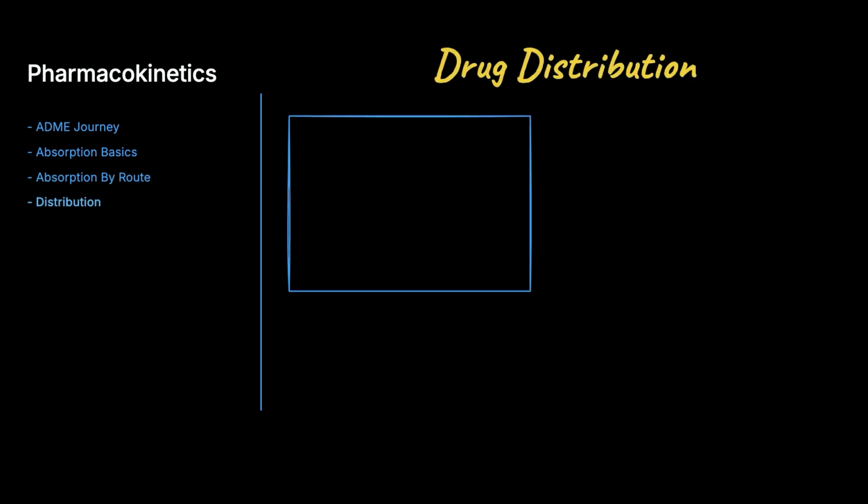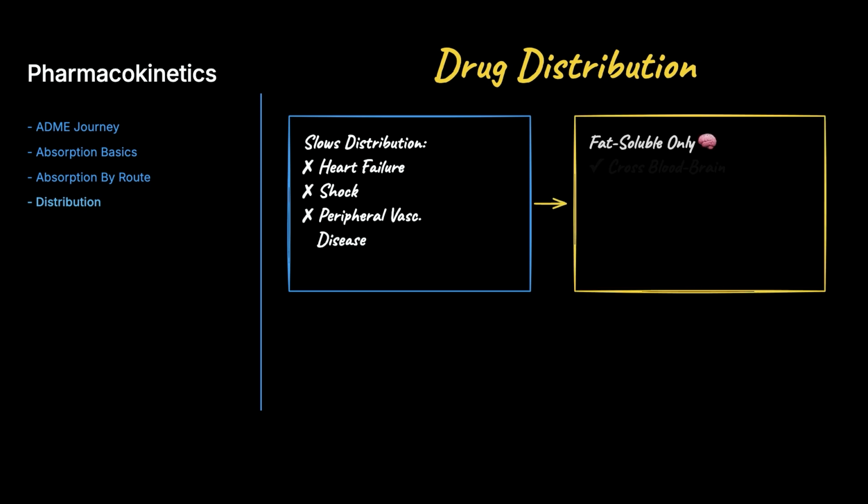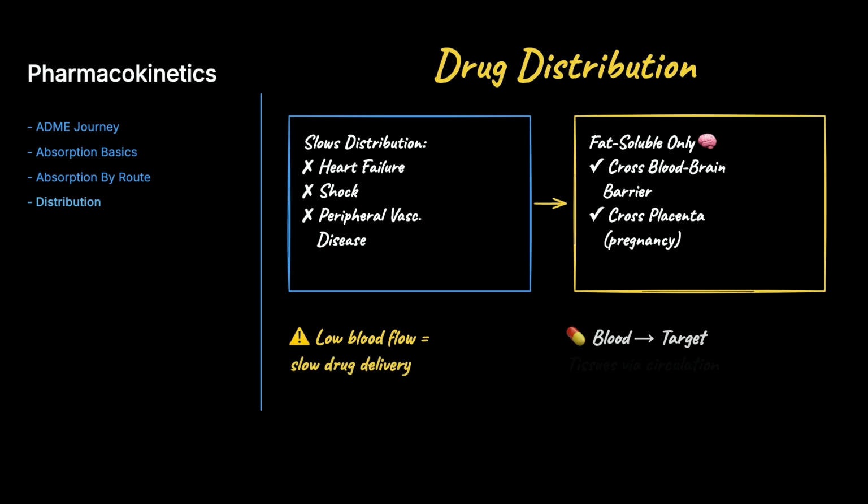The second stop is distribution, the transport of the drug from the blood out to the target tissues. Blood flow matters enormously here. Conditions like heart failure, shock, or peripheral vascular disease slow distribution. The drug must also cross cell membranes, and only fat-soluble medications can pass the blood-brain barrier or cross the placenta during pregnancy.